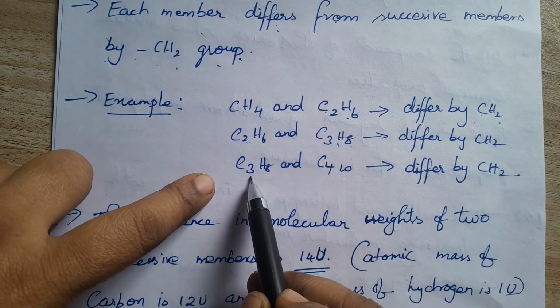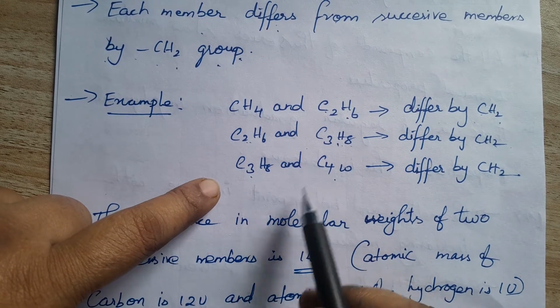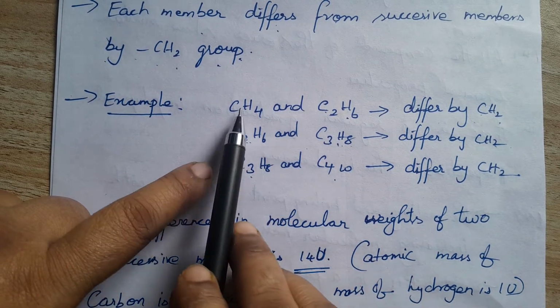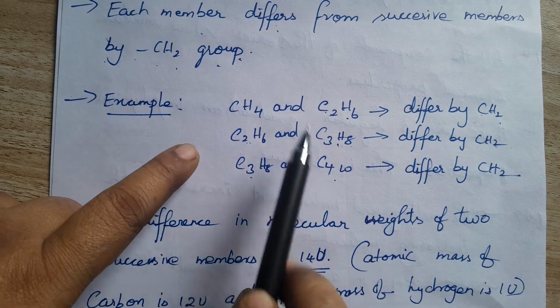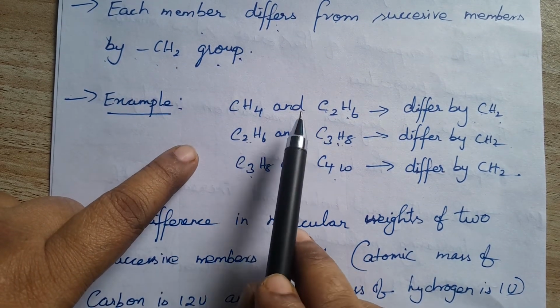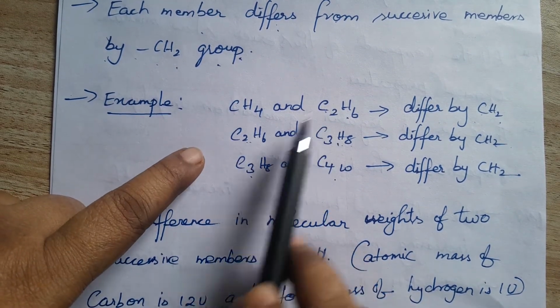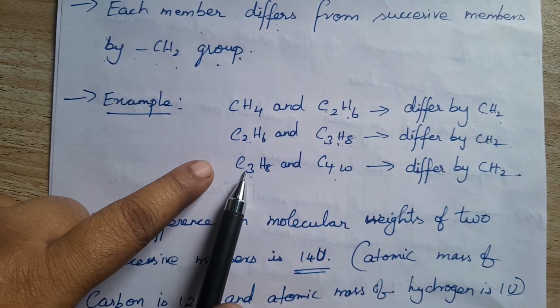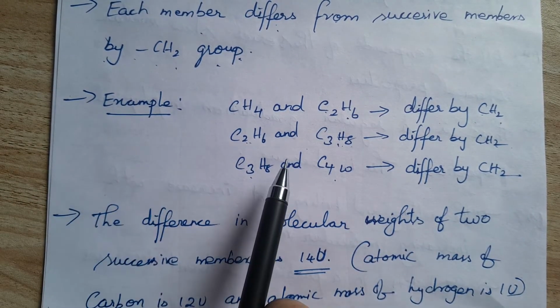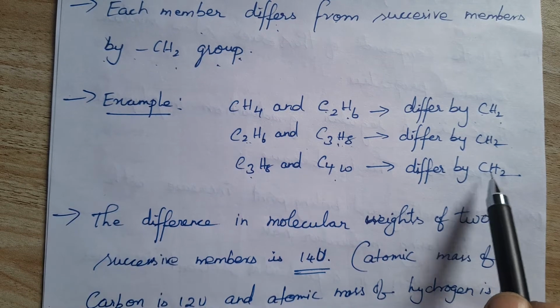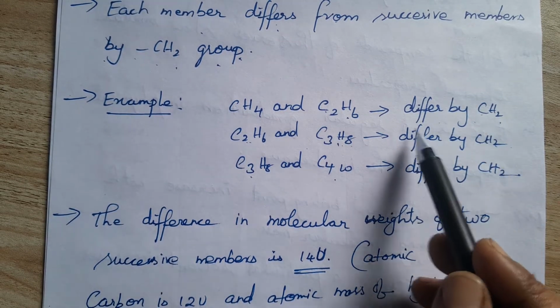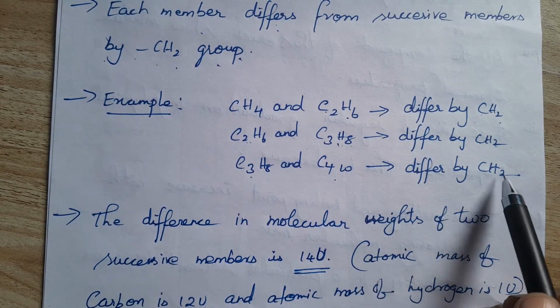Likewise, propane and butane. We have to take only successive members, not, say, methane and butane. You have to take successive members: methane, ethane, propane, butane. For the successive members, it differs by CH2, so by the formula it differs by CH2.